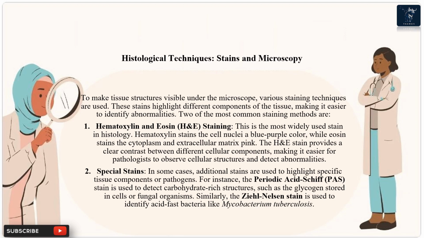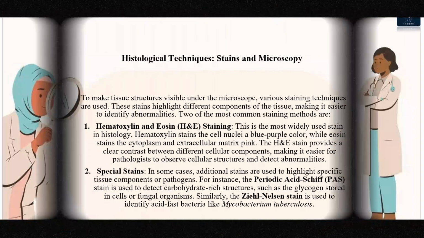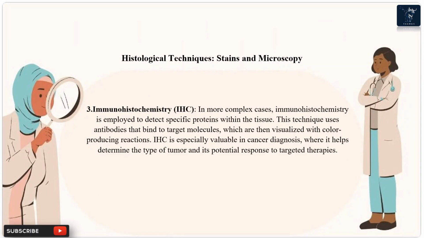Two, special stains. In some cases, additional stains are used to highlight specific tissue components or pathogens. For instance, the periodic acid Schiff (PAS) stain is used to detect carbohydrate-rich structures, such as the glycogen stored in cells or fungal organisms. Similarly, the Ziehl-Neelsen stain is used to identify acid-fast bacteria like Mycobacterium tuberculosis. Three, immunohistochemistry, IHC. In more complex cases, immunohistochemistry is employed to detect specific proteins within the tissue. This technique uses antibodies that bind to target molecules, which are then visualized with color-producing reactions. IHC is especially valuable in cancer diagnosis, where it helps determine the type of tumor and its potential response to targeted therapies.